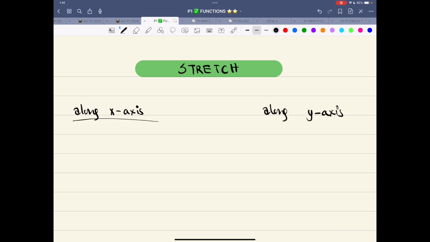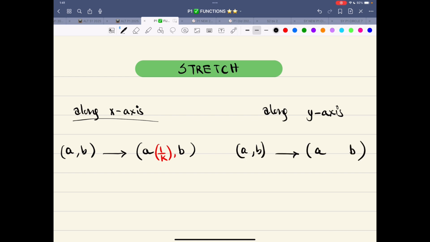When the stretch is along x-axis, a point such as (a, b) will be changed to something else. And let me write over here. This (a, b) will be changed to (a multiplied by 1/k, b). And when the stretch is along y-axis, (a, b) will be changed to something else. The y coordinate will be multiplied with k, where k is the scale factor.